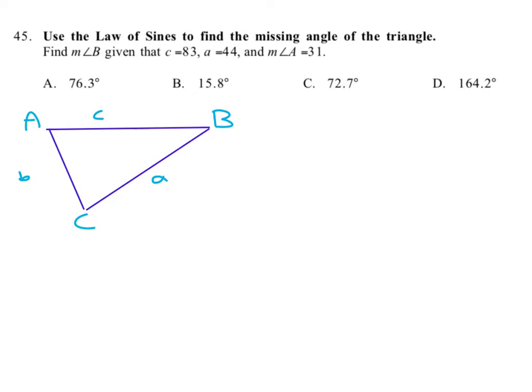We know that side C is equal to 83. Side A is 44. Angle A is 31 degrees. And what we don't know that we're looking for is angle B. Aha. Well, we don't have any information on side B or angle B. Let's do what we did before in the other problem.